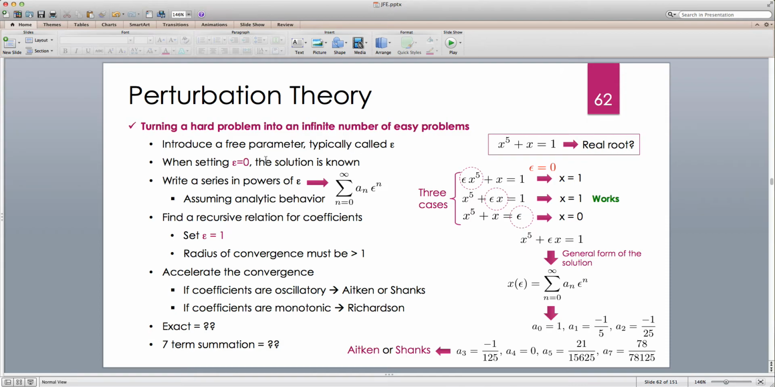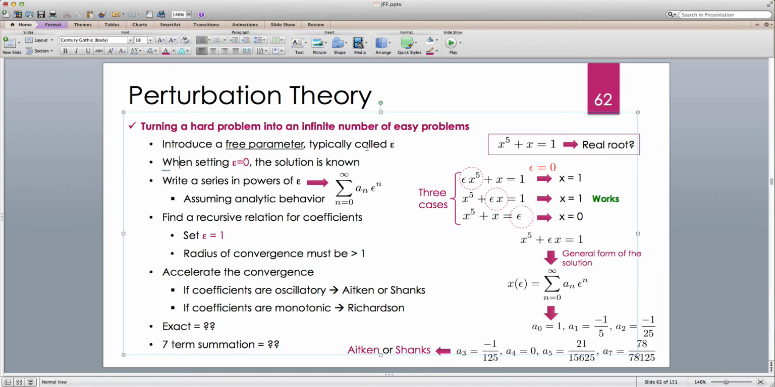In general, the perturbation theory is about turning a hard problem into an infinite number of easy problems. Then we calculate the result of each of these easy problems and try to combine them together infinitely to find the solution to the hard problem. What we usually do is introduce a free parameter, an extra degree of freedom. Typically we call that epsilon.